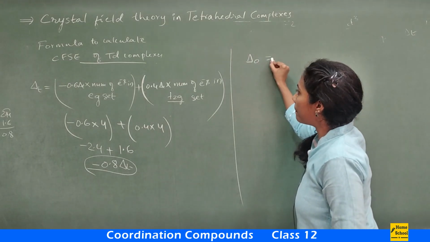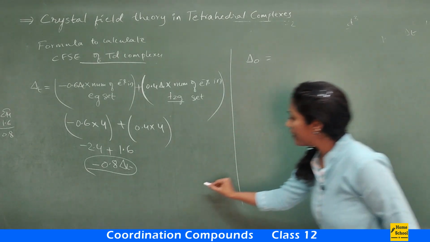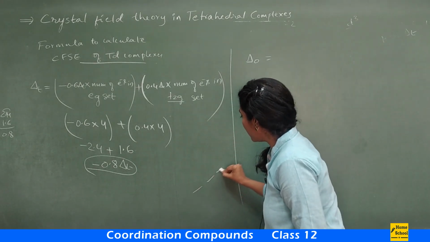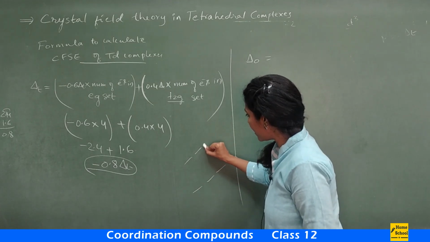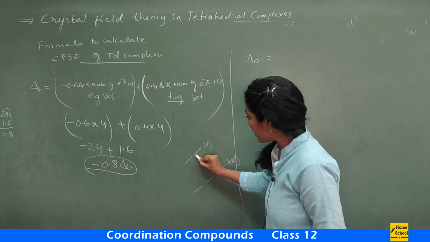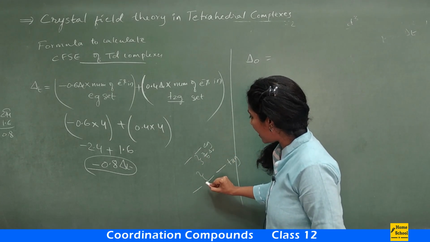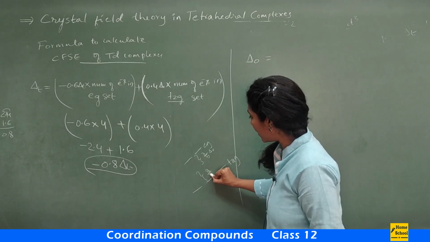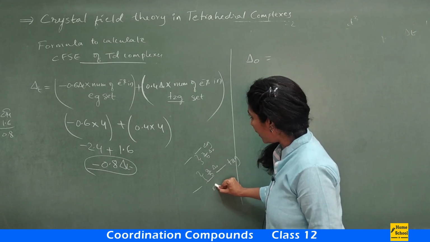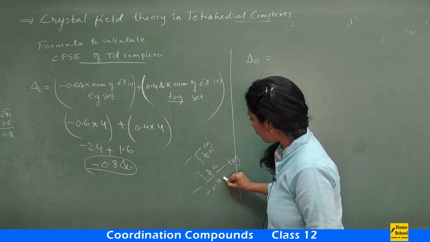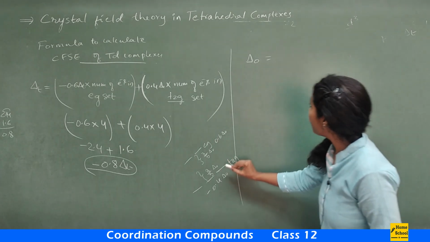CFSE of an octahedral complex: do you remember, the lower set was T2G and the higher set was EG, right? The energy of the EG guys was increased by 3 by 5 of delta naught. The energy of the T2G guys was decreased by 2 by 5 of delta naught. So 2 by 5 is 0.4, minus 0.4 delta naught, and here it is 0.6 delta naught. So let us frame the formula now.